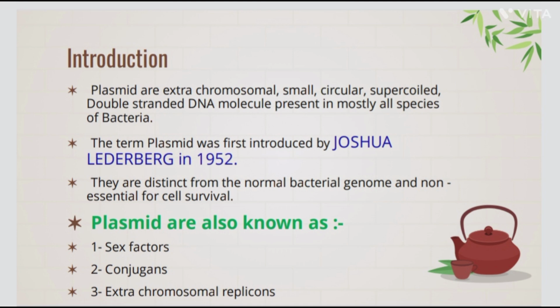It is like the secondary metabolism of plants, which is not essential for survival, but it is essential for competition or other things. Plasmids are also known as sex factors, conjugates, extrachromosomal replicants. Sex factors are plasmids, thus they help in the conjugation process of sexual reproduction in bacteria.